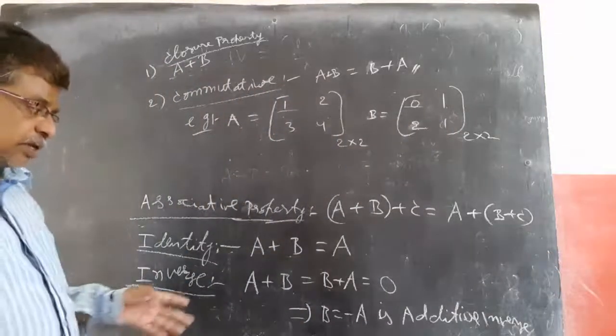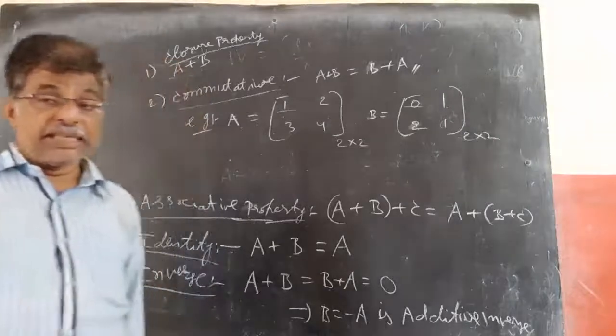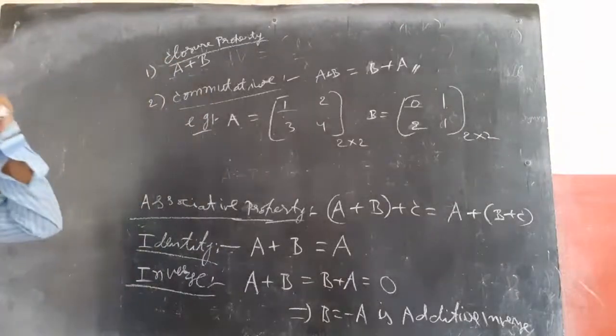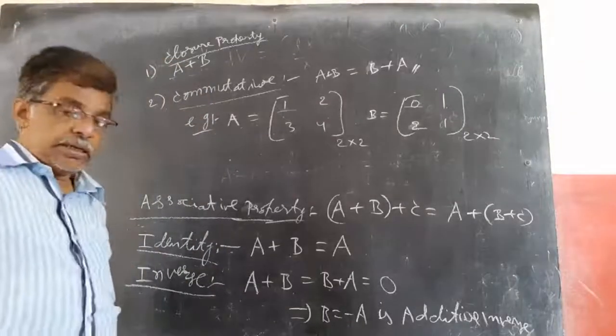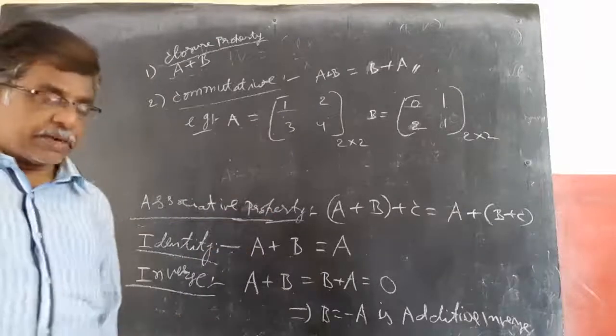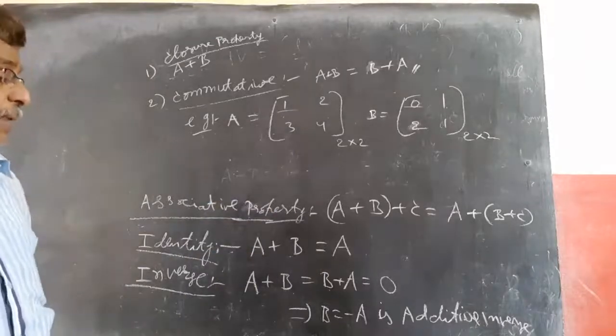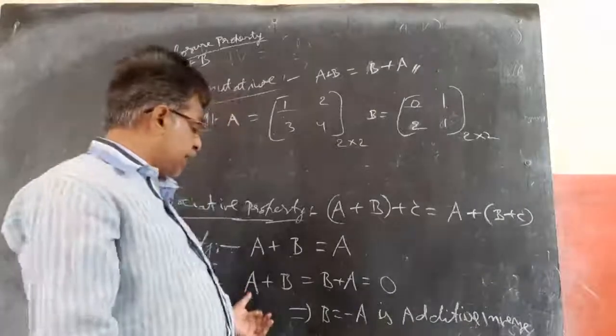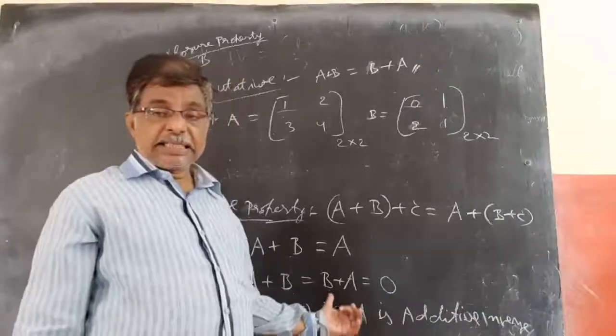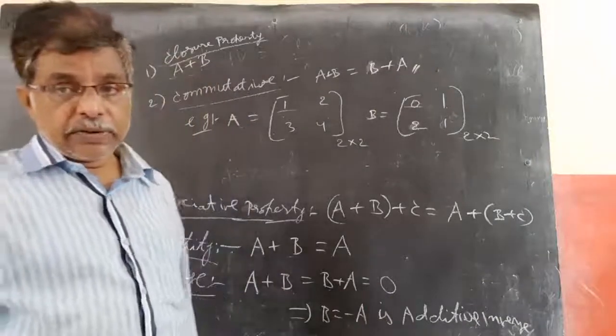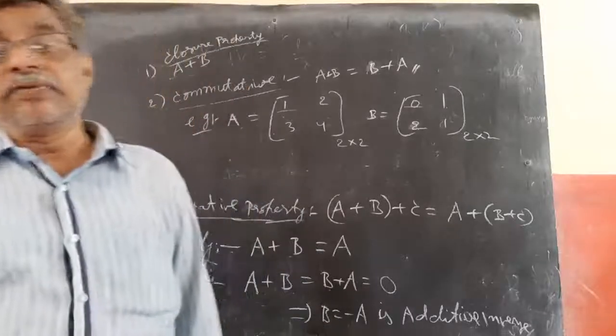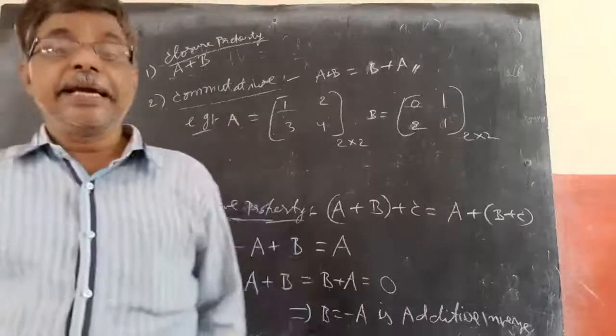A plus B equal to B plus A equal to 0, then B is called as additive inverse. So B is equal to, if I bring that plus A to that side, minus A. Minus A is additive inverse. Means A minus A is 0, minus A plus A is 0. So additive inverse of plus A is minus A. Additive inverse of minus A is plus A.